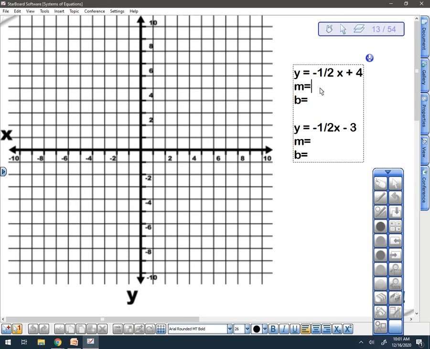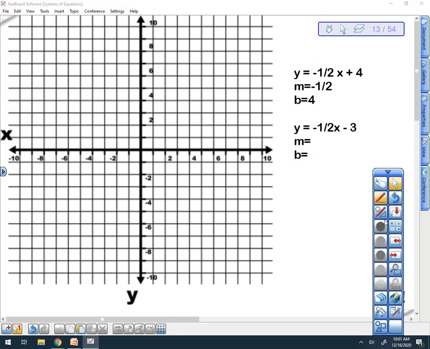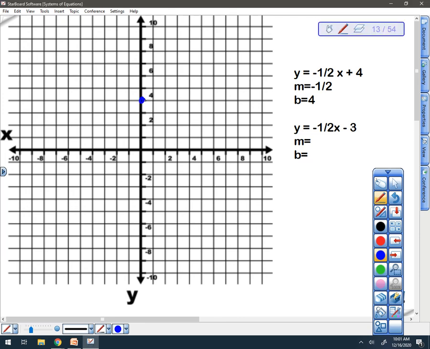So we wrote these down. Now let's look. What's the M? The M is whatever's in front of the X. So -1/2. What's the B? The B is the number in the back, which is 4. So we put our 4. Now we can go ahead and graph it. It will cross at 4.